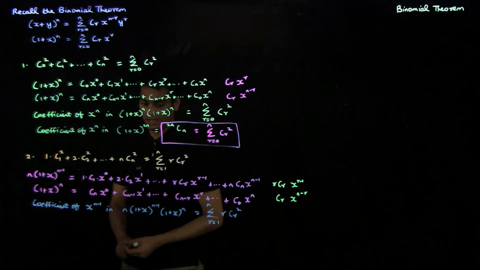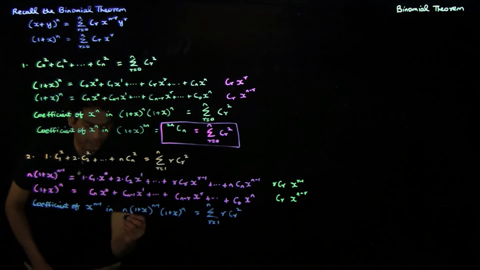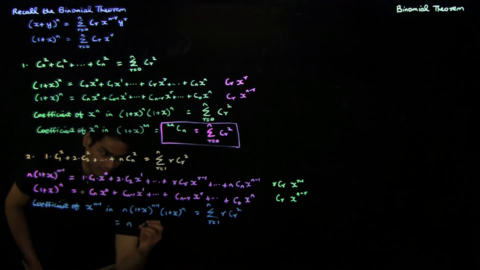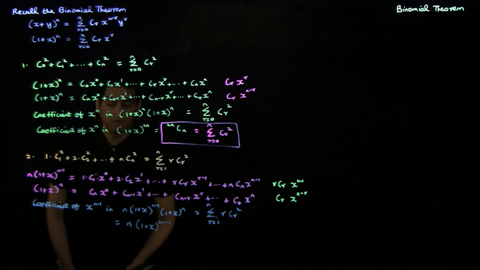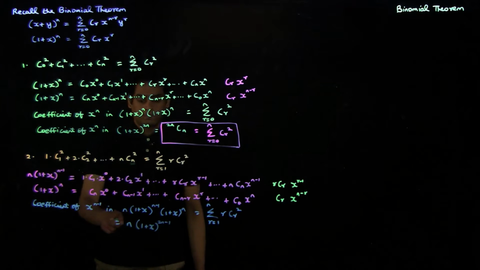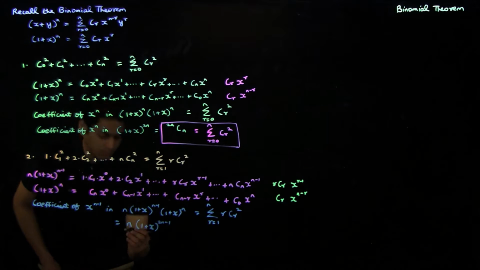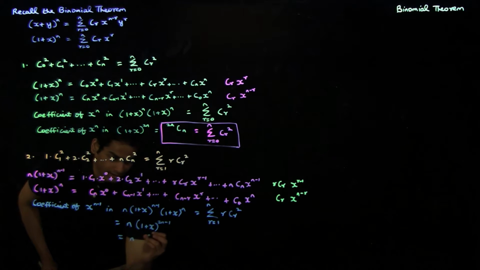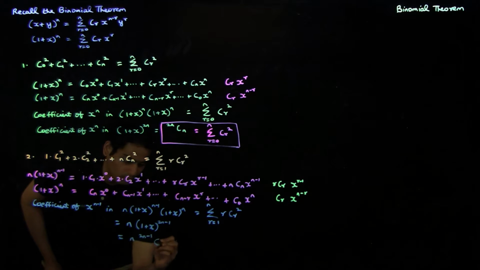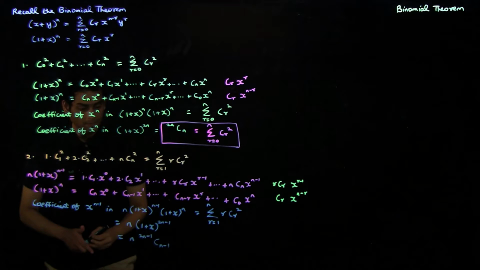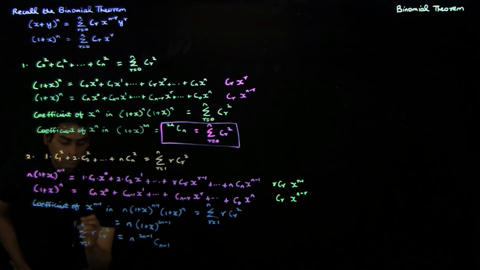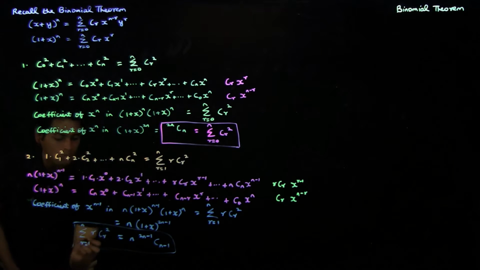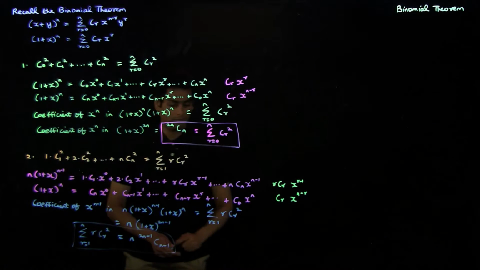So to evaluate the left hand side, once again we can simplify it and use the binomial theorem. The left hand side is nothing but n times (1 plus x) whole power 2n minus 1, and you want the coefficient of x power n minus 1 in this term, and so that's nothing but n times 2n minus 1 C n minus 1. So we have that summation r equals 1 to n of r times CR square is n times 2n minus 1 C n minus 1.